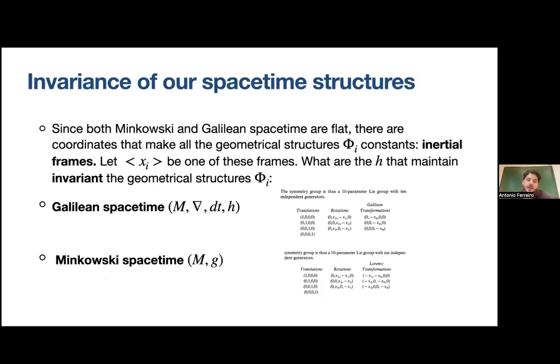So given these inertial coordinates, we can find the transformations that leave invariant the structures of both our spacetimes, and these are exactly the transformations that we expect in both cases: translations and rotations, which is the obvious. It's just the static rotation and translation of our systems. But the big difference, of course, is that for Galilean spacetimes, the transformation that maintains invariant these structures is the Galilean transformation, whereas in the Minkowski spacetime it is the Lorentz transformation. Right there, somebody has the mic on, please turn it off.